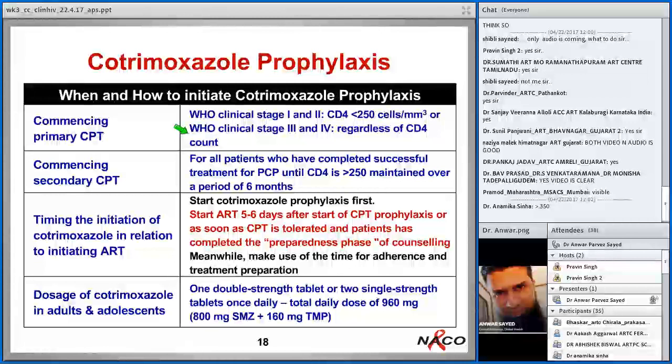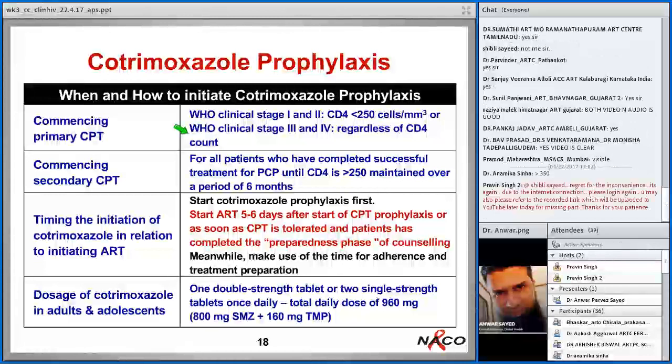I have copied the slide from the recent presentation, but I think in that presentation, this guideline was not updated. So if it has been communicated from NACO as a 350 cutoff for initiation and stopping of OI treatment, please follow that. Commencing secondary prophylaxis and also WHO guidelines we will see in the next couple of slides. It mentions the cutoff as 350 and not 250. So for all patients who have completed successful treatment for PCP until CD4 count is more than 250 maintained over a period of 6 months, again you can read it as 350. If CD4 count is more than 350 for at least 6 months, you can stop OI treatment.